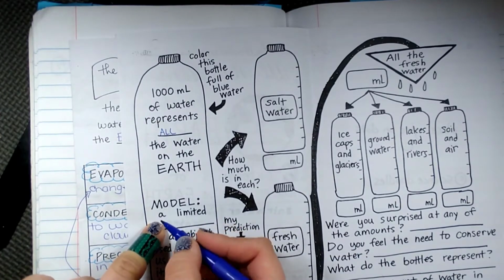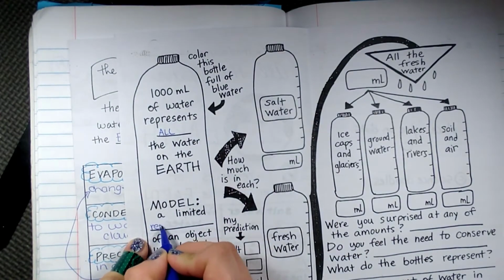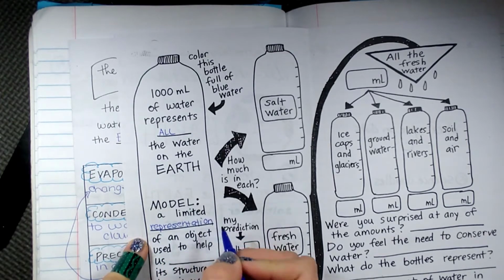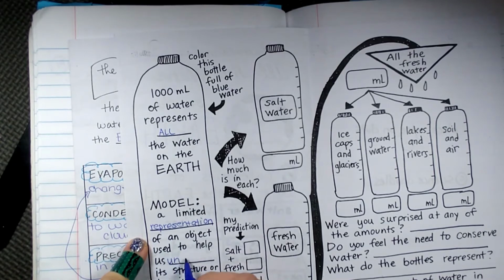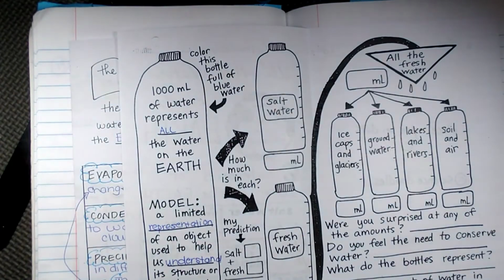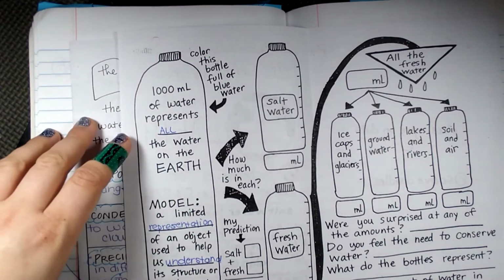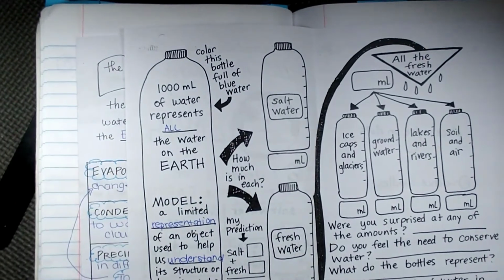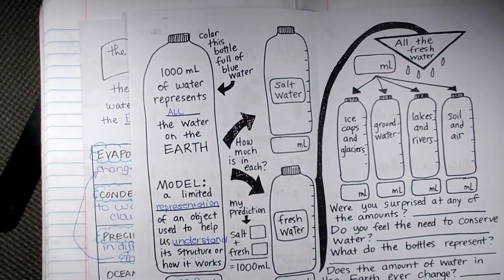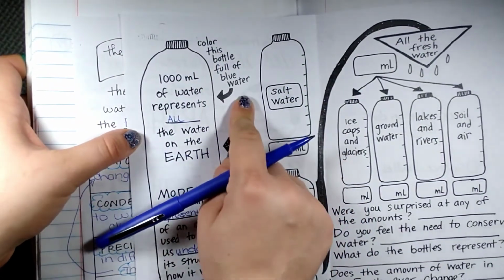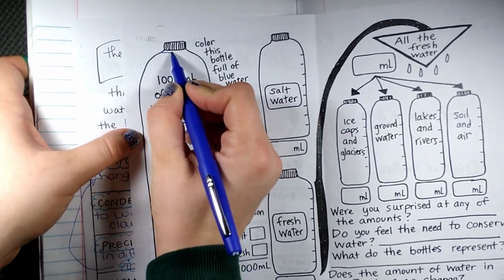This is a model, a limited representation of an object used to help us understand its structure and how it works. In other words, we're going to use this model so we can understand it because we do not have the ability to use all of the water at once. So this would be 1,000 milliliters. Okay, we're going to color this bottle full of blue water at the end. So it's going to be up to this level.